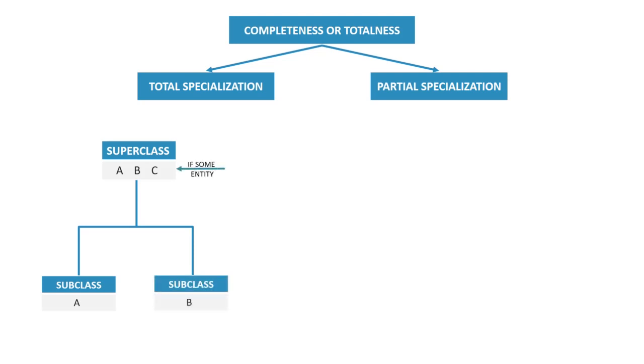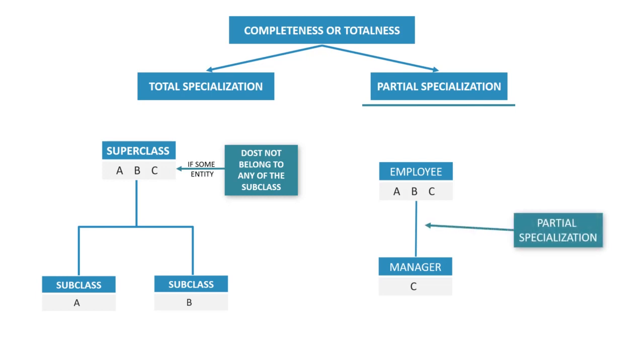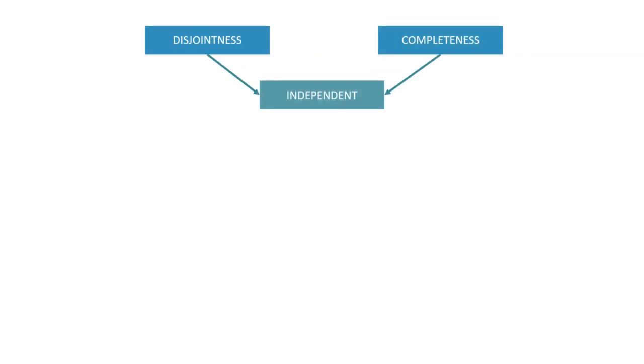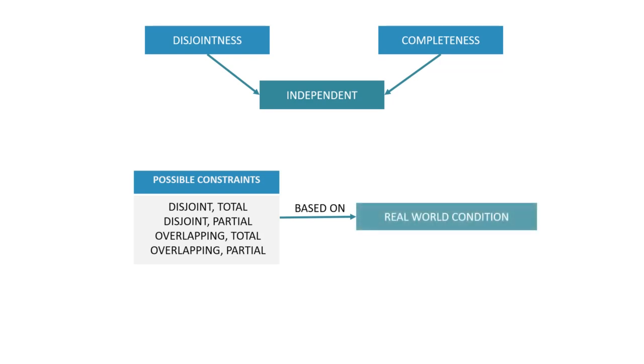If some entities of a superclass do not belong to any of the subclasses, then the specialization is called partial specialization. For example, not all employees belong to the manager specialization, so it is called partial specialization. A single line is used to display the partial specialization. The disjointness and completeness constraints are independent. So, the possible constraints on a specialization are disjoint total, disjoint partial, overlapping total, and overlapping partial. We can determine the right constraint based on the real-world condition.